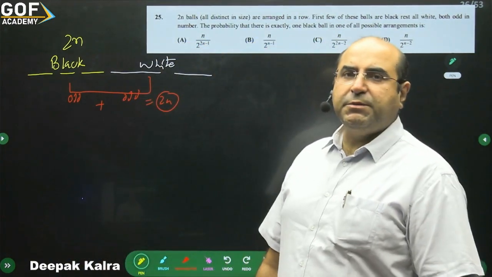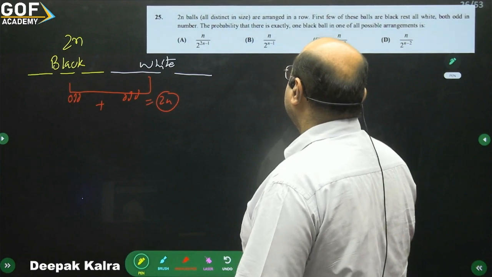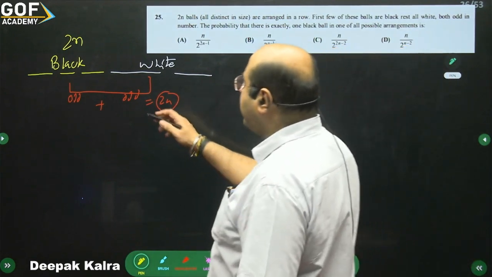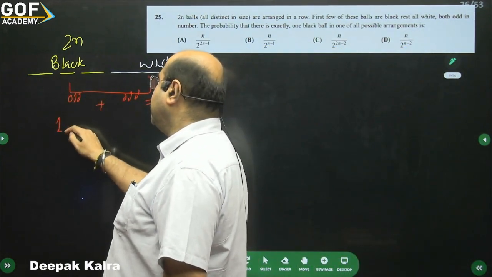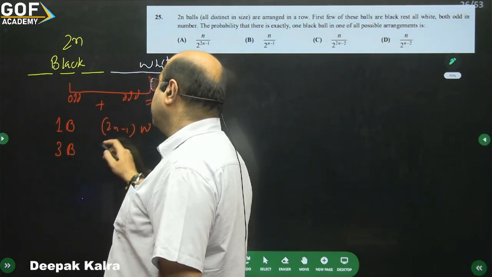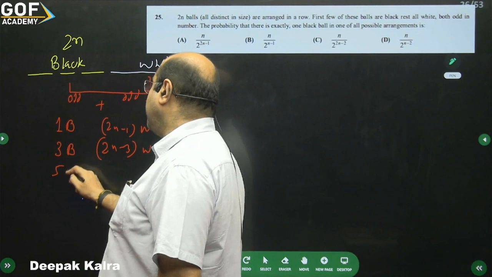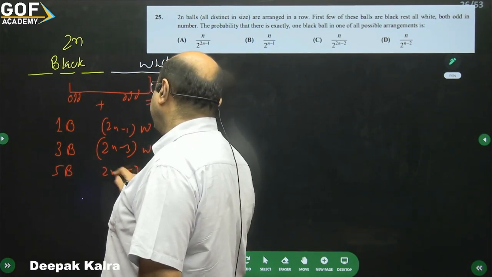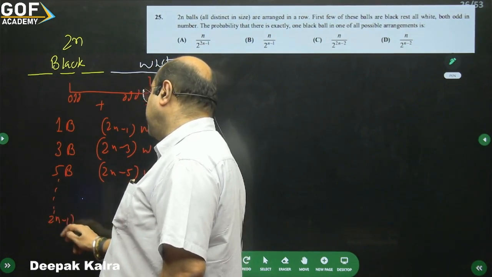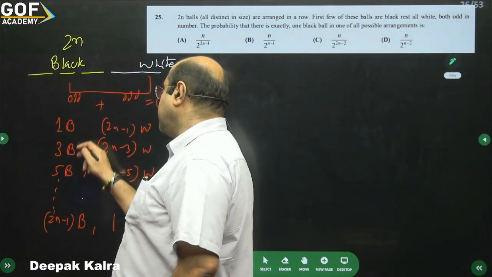So let's talk about the arrangements first. All possible arrangements. So in the first arrangement I take up that 1 is black, 2n minus 1 white, 3 black, 2n minus 3 white, 5 black, 2n minus 5 white. Lastly, 2n minus 1 black and 1 white. These are the possibilities.